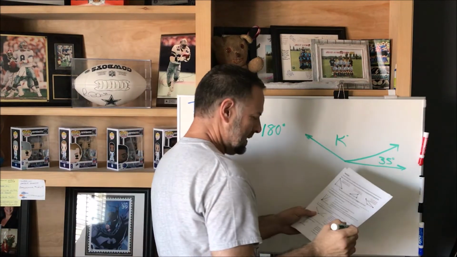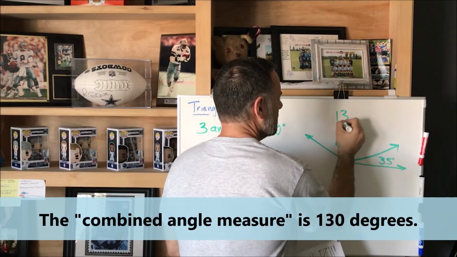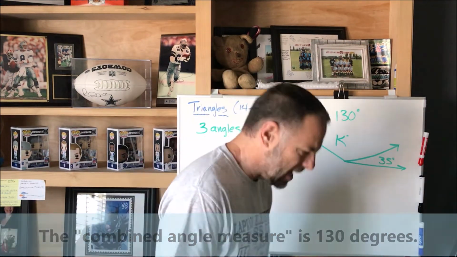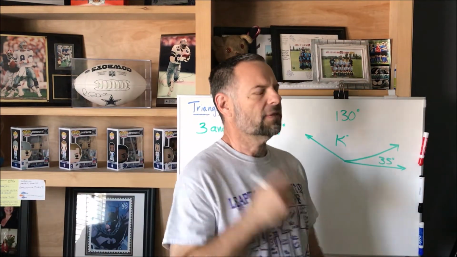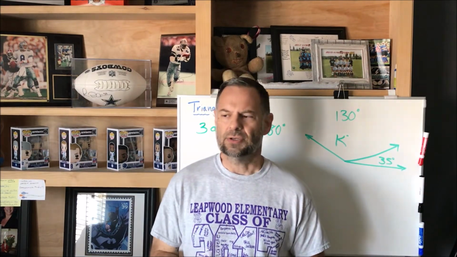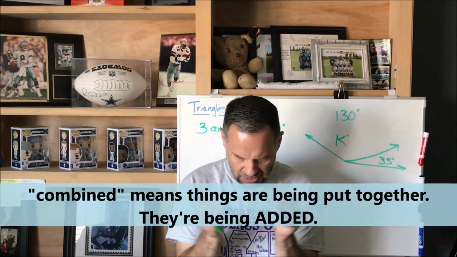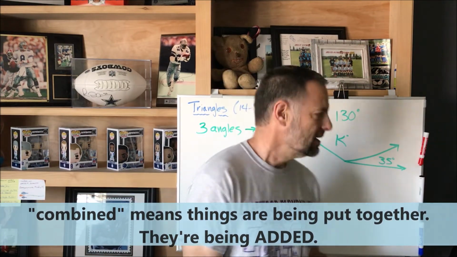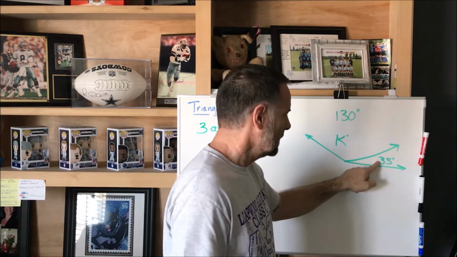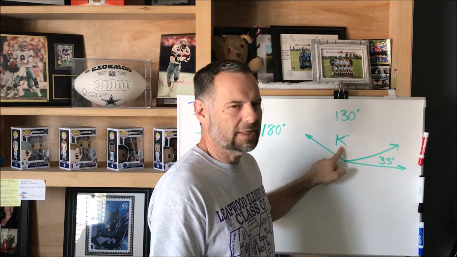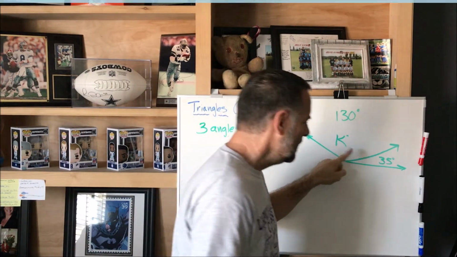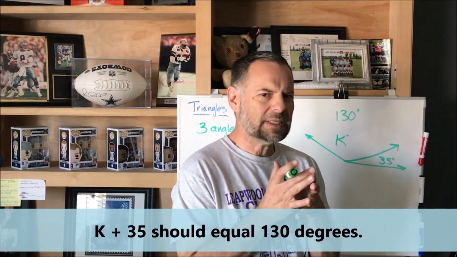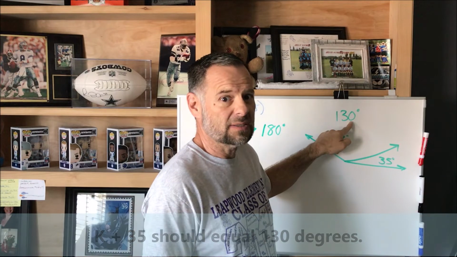I don't know what it is, but it does give us this hint. The combined angle measure is 130 degrees. It says that in the directions. Now, if you think about that, listen to what they're saying to you. The combined, they're putting things together. When you put things together, you're adding. So what they're saying is, if I took this number and this number, it's a variable right now, but go with me, and I combine them, I add them together, I'm gonna get this.